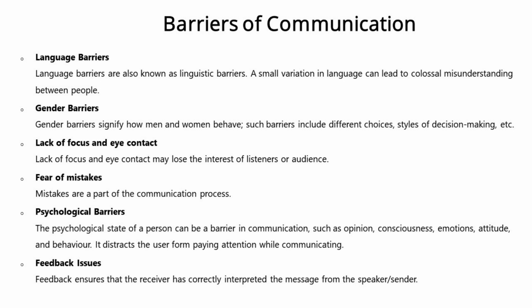8. Fear of mistakes. Mistakes are a part of the communication process. 9. Psychological barriers. The psychological state of a person can be a barrier in communication, such as opinion, consciousness, emotions, attitude, and behavior. It distracts the user from paying attention while communicating. 10. Feedback issues. Feedback ensures that the receiver has correctly interpreted the message from the speaker or sender.